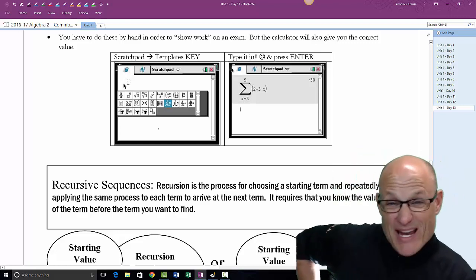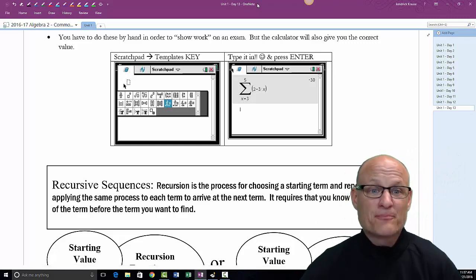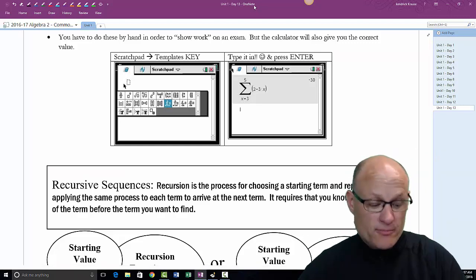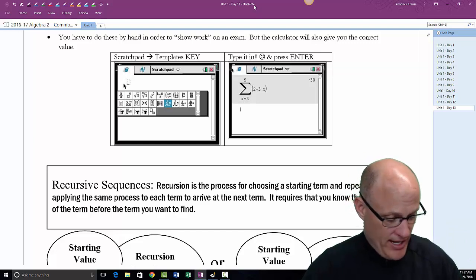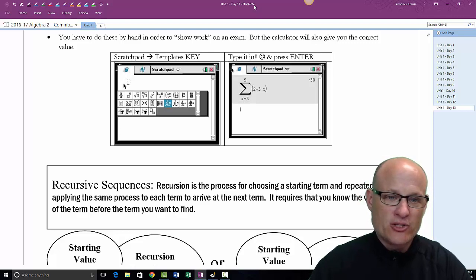But you do have to do them by hand. Oftentimes they come up as you have to show work on your exam. So you want to make sure you do that. Otherwise, you might not get it right. Just throwing it in your calculator is not going to be good enough. All right. That's summations.